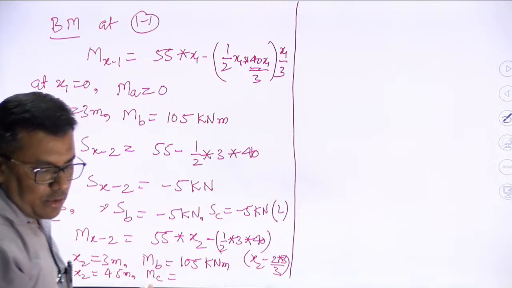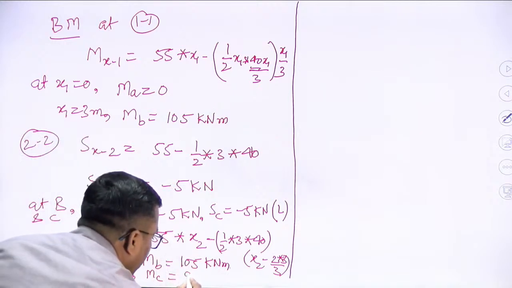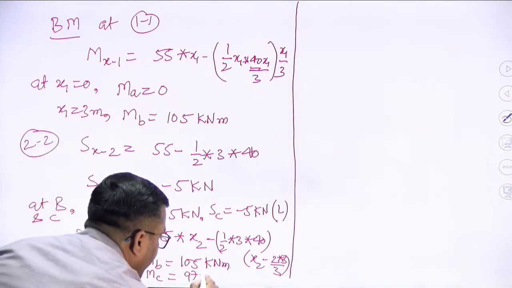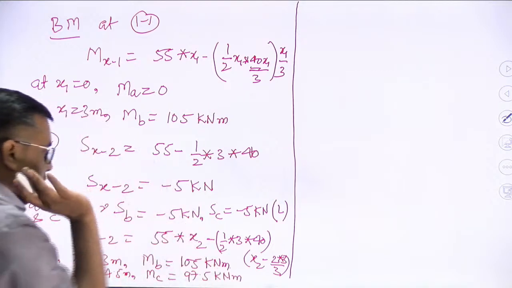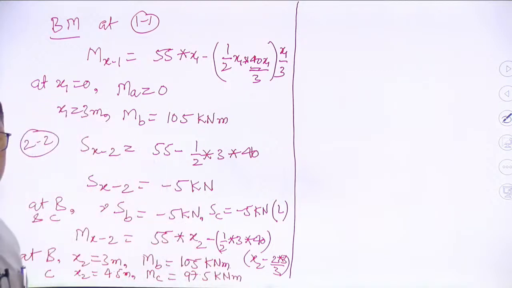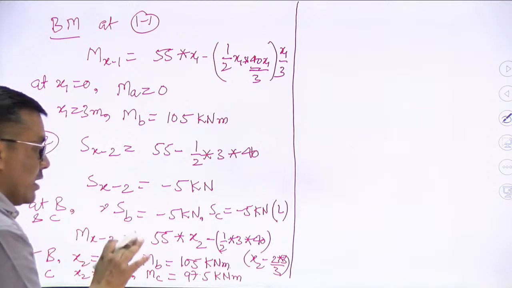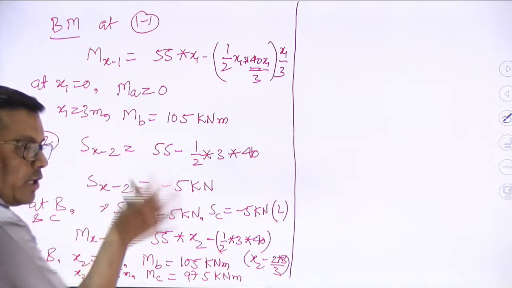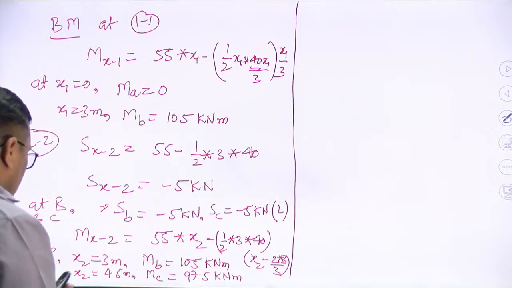May I write the answer, or is anyone writing? It is coming out 97.5 kilonewton meter. Okay, 97.5 kilonewton meter. I will also tell you the shape of the shear force and bending moment diagram, and the curve, how it comes. Don't worry, first let us do the calculation, then we will draw the shear force and bending moment diagram. Okay, clear?